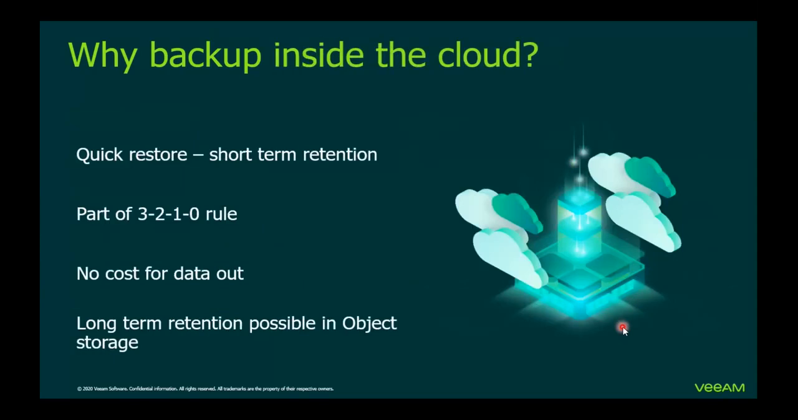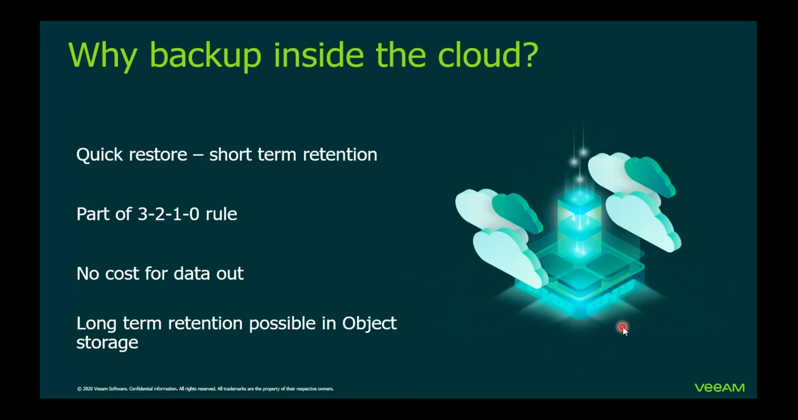If you are inside the cloud, we give you shorter term retention, right? Using cloud native technology. We are a part of the 3-2-1-0 rule, wherein you need to keep 3 copies of data, 2 on different media, 1 on a different site, and 0 means zero recoverability errors, zero RPOs, zero RTOs, right? In that sense, you can restore at any point of time, with no cost for data out. Veeam does not charge you anything for data in or data out. And longer term retention is always possible in your object based storages, for example AWS S3, or Azure storages, Azure Blob storage.